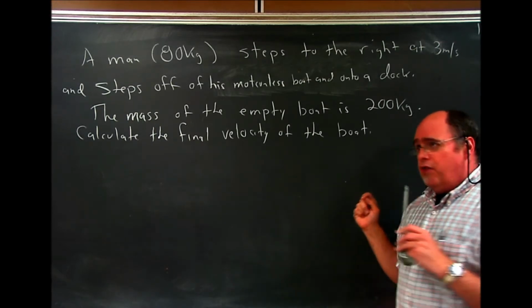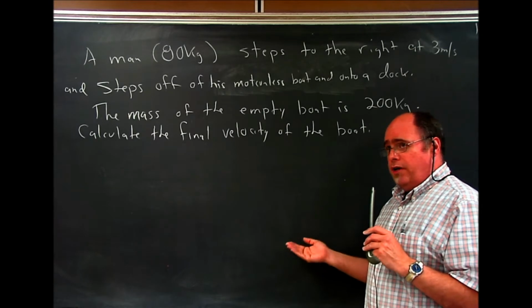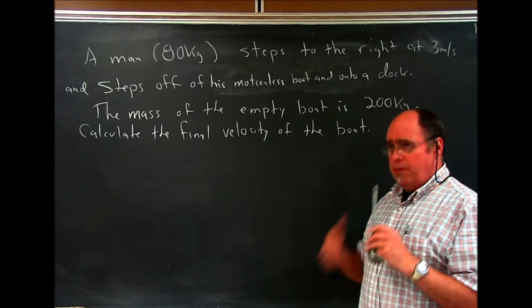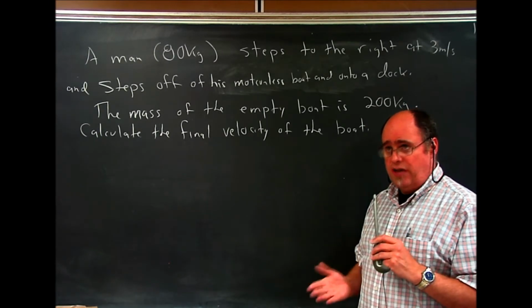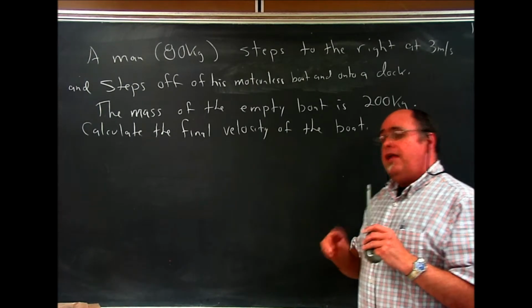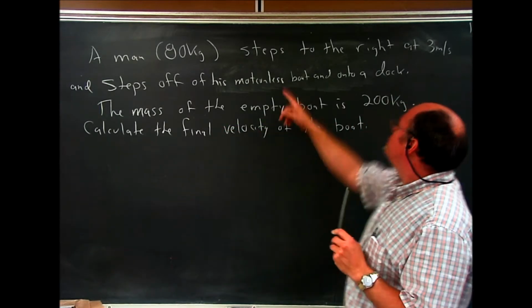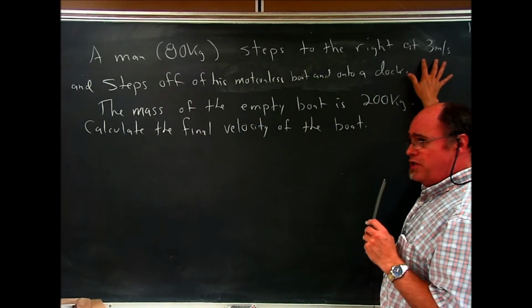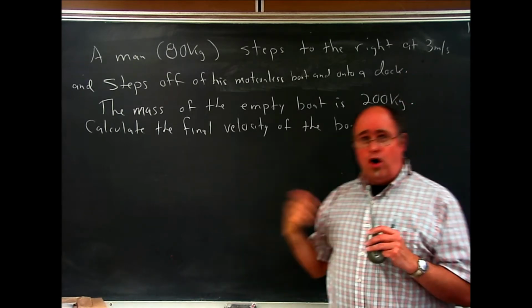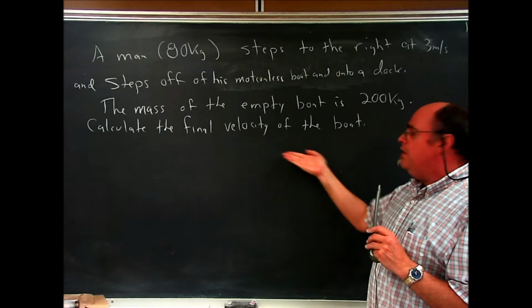So it's probably like a rowboat or something to that effect. The person is right next to the dock, probably standing up motionless. The boat is motionless under him. And the person just waits until the water is very calm and then takes a step onto the dock. So the person is stepping to the right at 3 meters per second, stepping off of their boat and onto this platform. We want to know what happens to the boat.